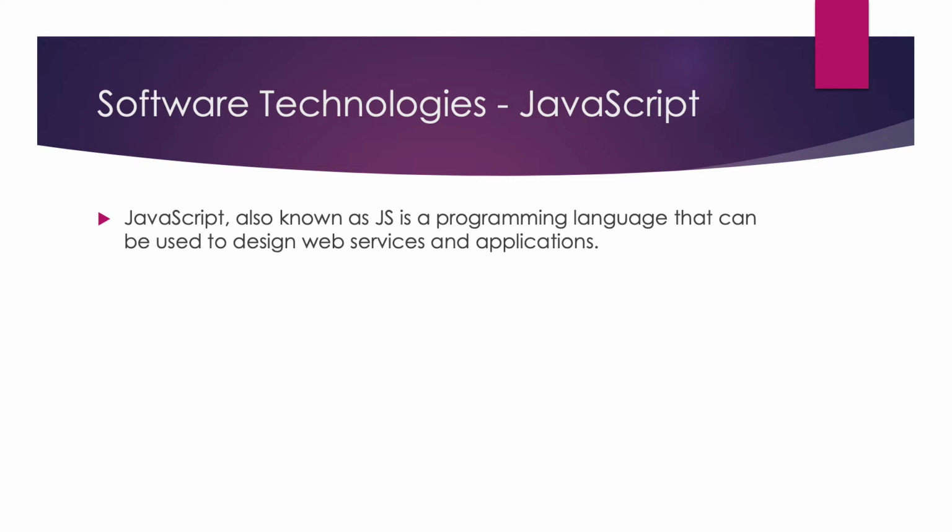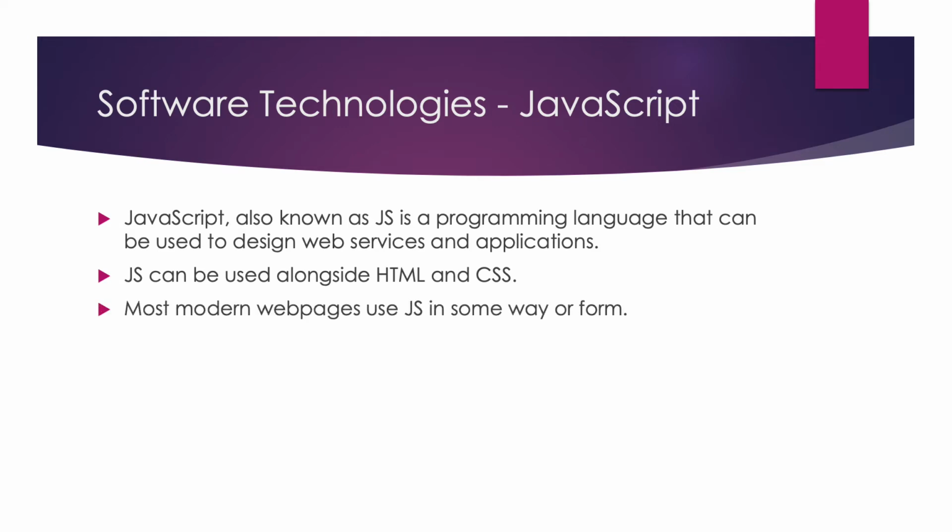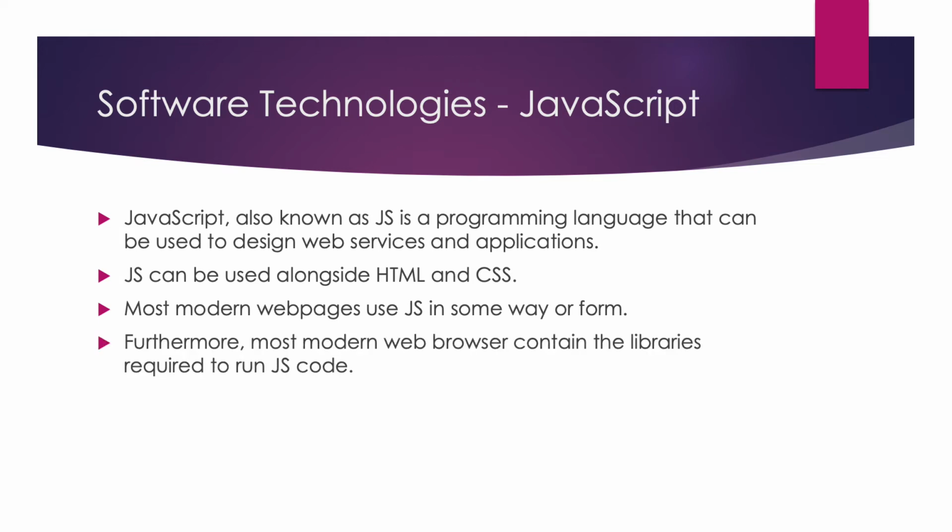JavaScript, also known as JS, is a programming language that can be used to design web services and applications. JS is most popularly used alongside HTML and CSS. Most modern web pages use JS in some way or form. Furthermore, most modern web browsers contain the libraries and resources required to run JavaScript code.